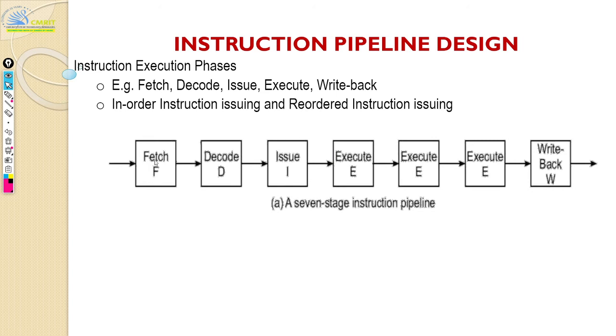So this is what we have seen: fetch, decode, issue, execute, and then write back. Now the execute stage, and a few other stages as well, can take more than one cycle. Especially multiplication cannot be done in just a single cycle. It's a very long process, you have to shift and add. So based on that, you divide the execute stage into multiple sub stages. This is also possible.